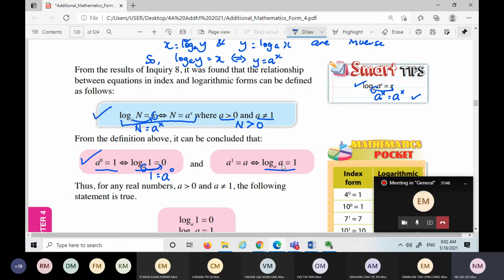How about this? Now I change the logarithmic form to index form. The a, as a base, comes here and becomes the base. And then the 1 I move out as the power. Is it a to power 1 is a? 5 to power 1 is 5, 10 to power 1 is 10, 20 to power 1 is 20. So a to power 1 is a. Therefore, this one also is true.